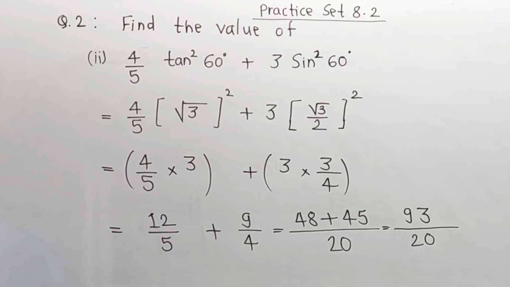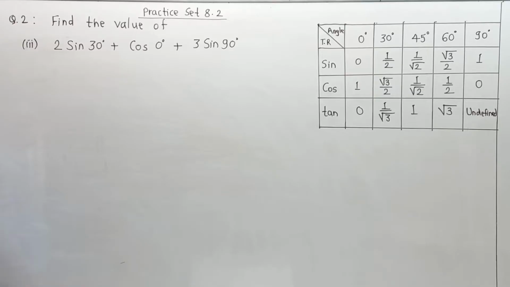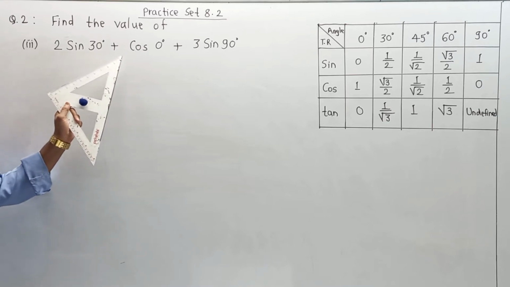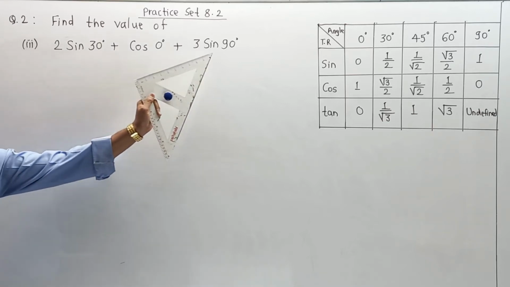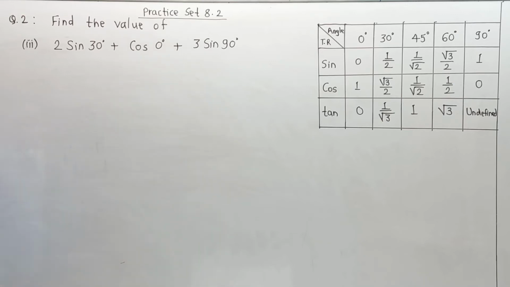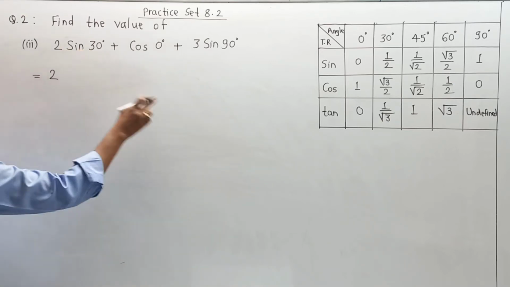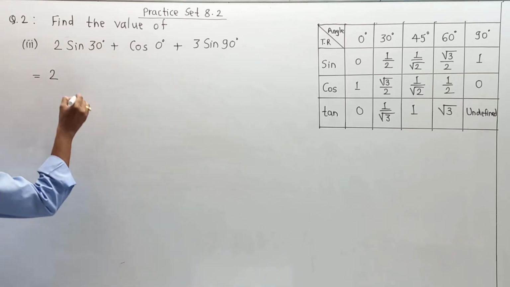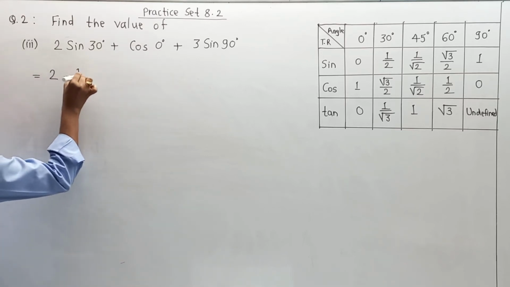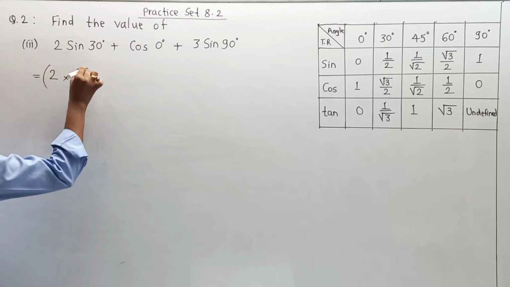In this way we are able to simplify this part. Now moving to the third question, the part is 2 sin 30 degree plus cos 0 degree plus 3 sin 90 degree. Here we are going to put in the values one by one. 2 sin 30 degree. From the table, the sin 30 value is 1 upon 2. So I am writing 1 upon 2. That will be the first group.